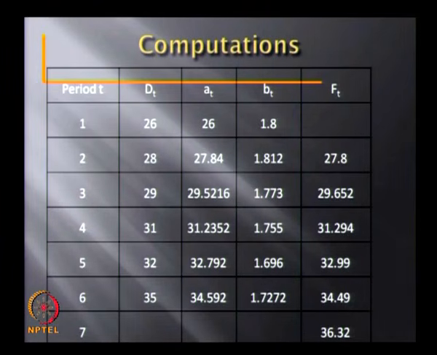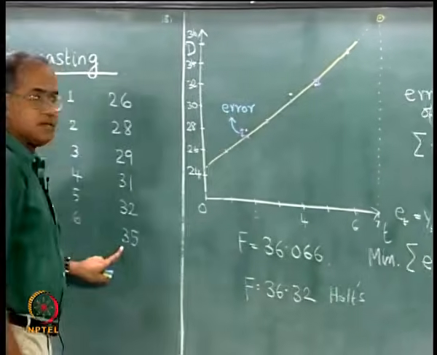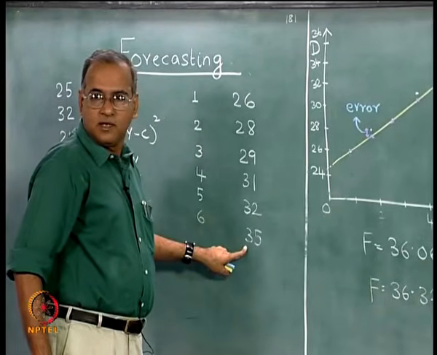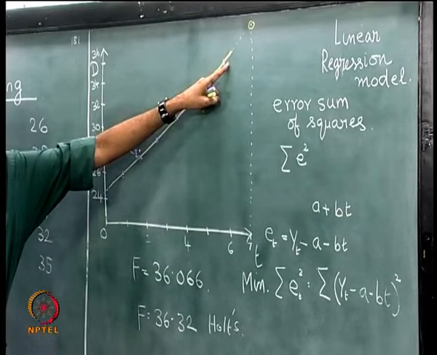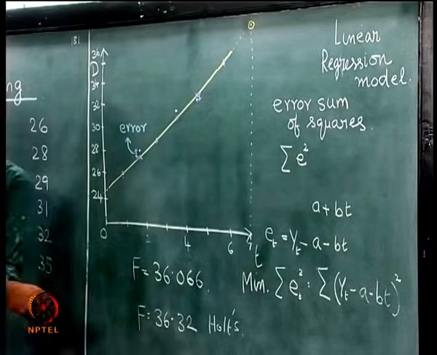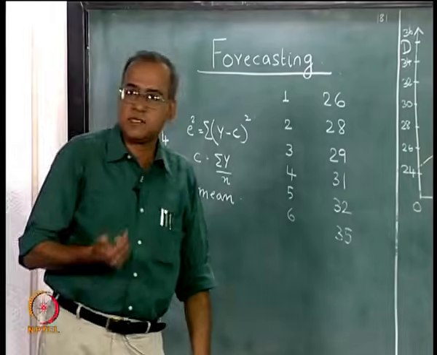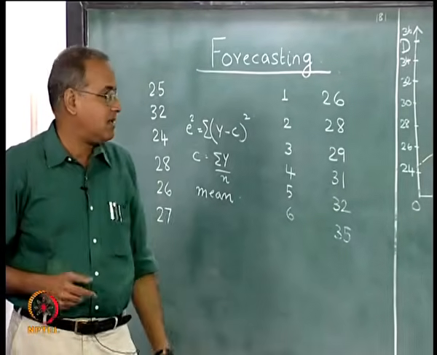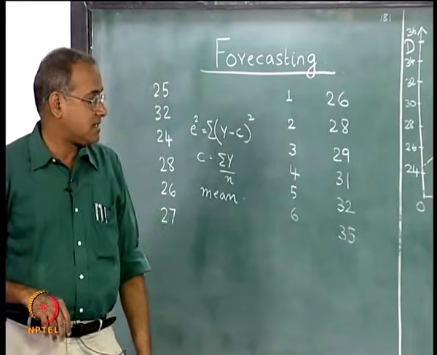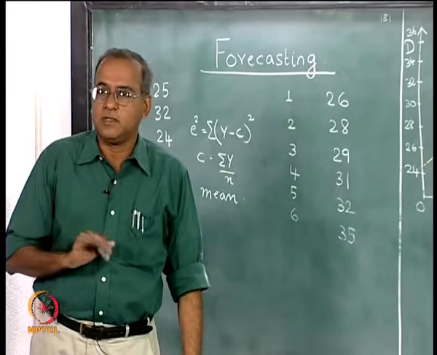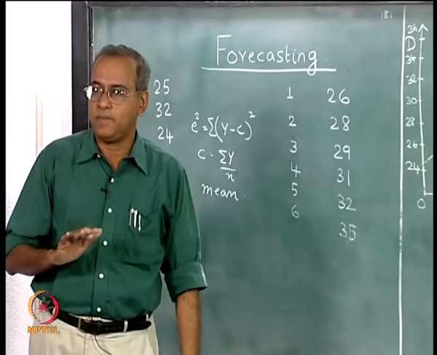So, the representative value here was 34.592, the actual value is 35. The slope is about 1.8, but the slope has come down to 1.7272, and the final value is 36.32. Now, we observe that the forecast given by Holt's model is slightly higher than the forecast that we got using the linear regression. It is not absolutely necessary that every time Holt's model will be slightly higher than linear regression, but it is very likely so.